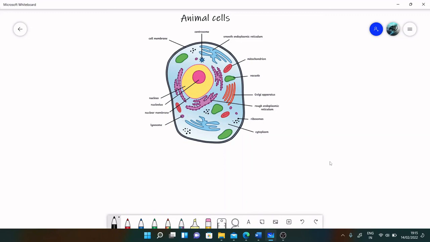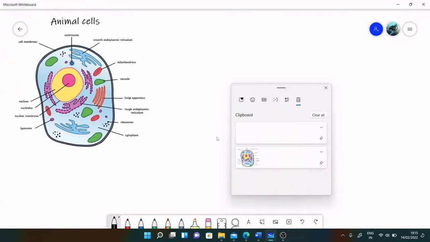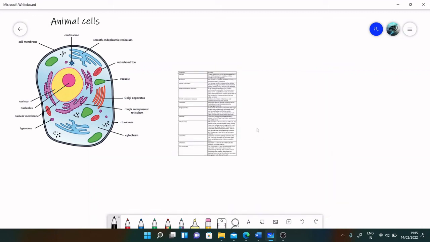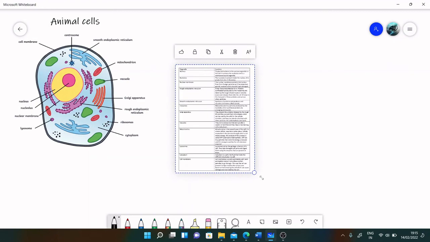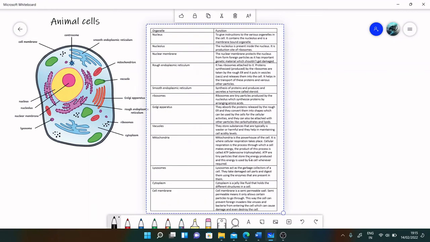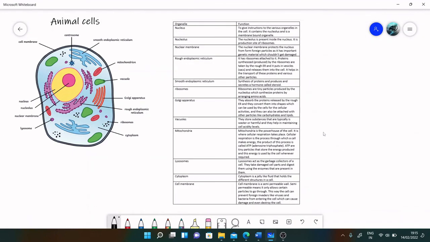Now that we have discussed most of the organelles in the animal cell, let's put them all in a table. I have created a table here which includes all the organelles we discussed and their functions. You can take a screenshot of this to make use of it later. That is all for this video. In this video, we looked at various organelles in an animal cell and explored their functions.